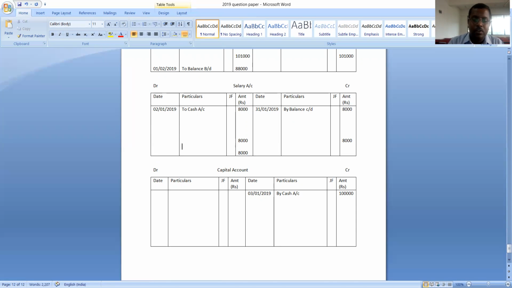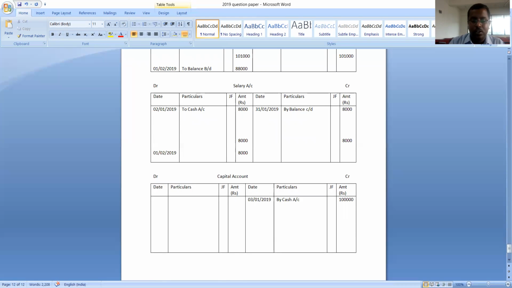Now, in the date column, we should write the next date. What is the next date after 31st January 2019? 1st February 2019. Yes, in the particulars column, what should we write now? We should write "to balance brought down." Understood? Closing balance carried down, opening balance brought down.